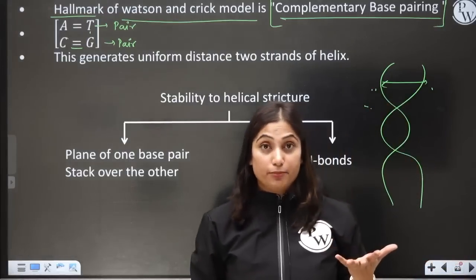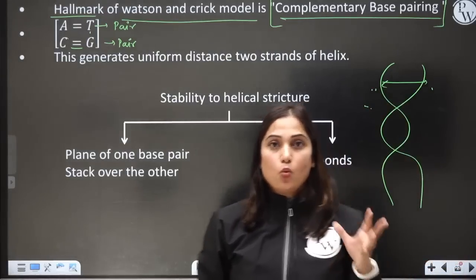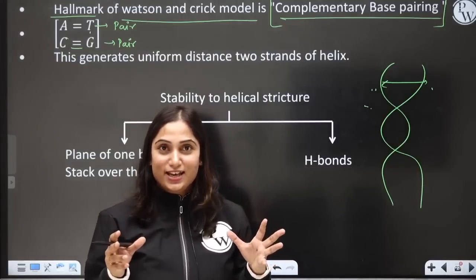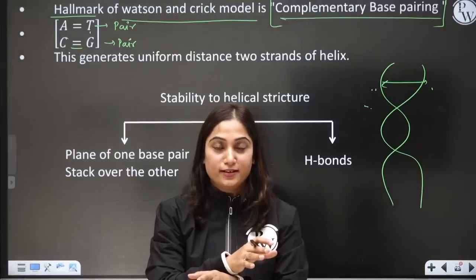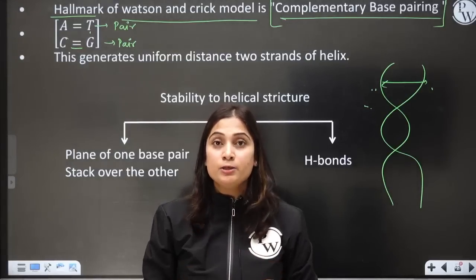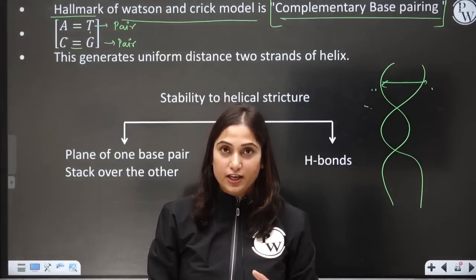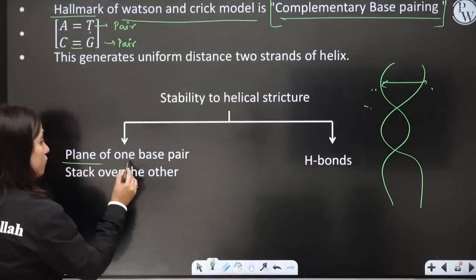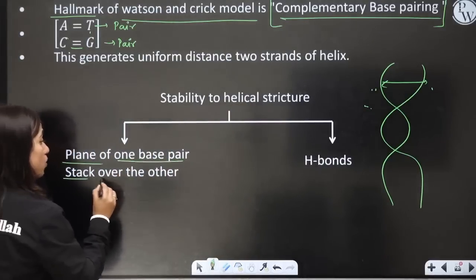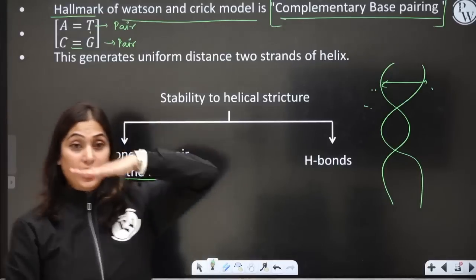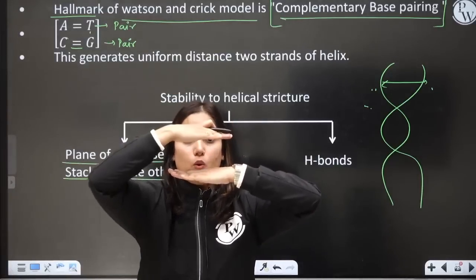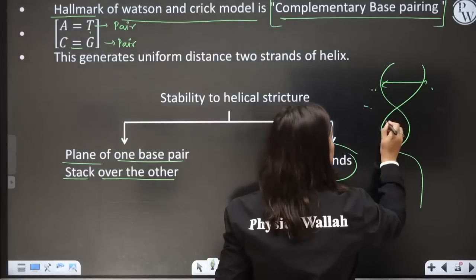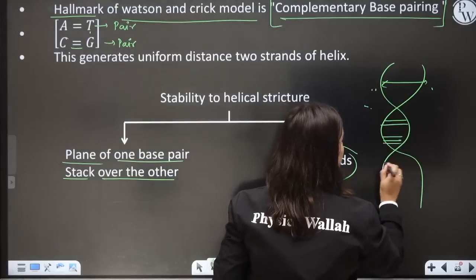Now again, another type of question which is very common: what is the reason that this helical structure of DNA is stabilized? What is the reason behind the stability of the helical structure of DNA? There are 2 reasons. First, the plane of one base pair stacks over the other. And the second reason is the hydrogen bonds between the 2 strands.